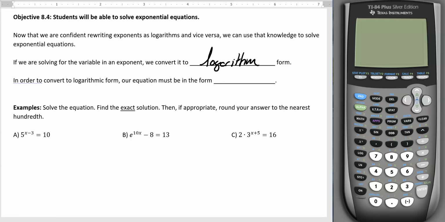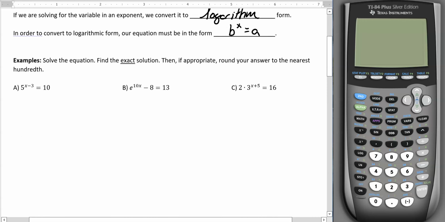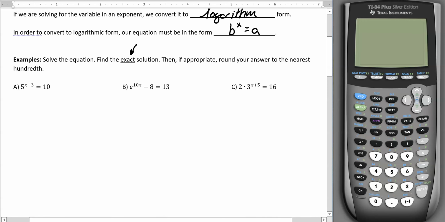Now, before we do that, it's important that our equation is in the form b to the x equals a, because that's the form that we know how to make a logarithm from. So when we solve, we're going to find the exact solution, which will keep it in logarithmic form, and we're also going to round it to the nearest hundredth.